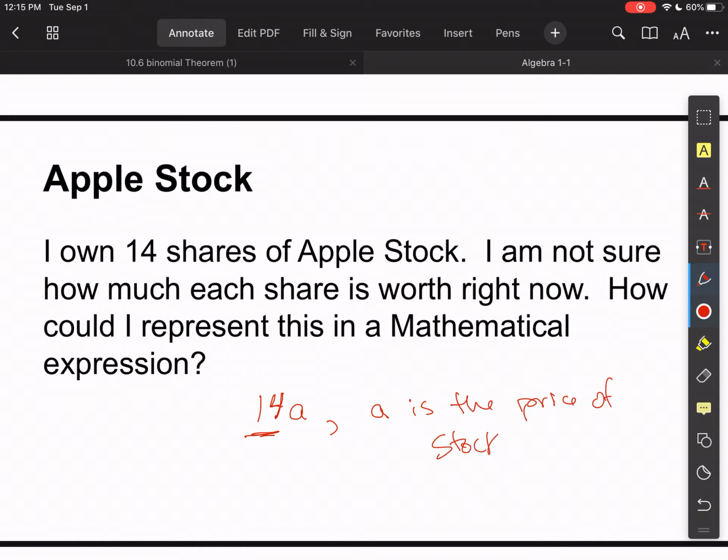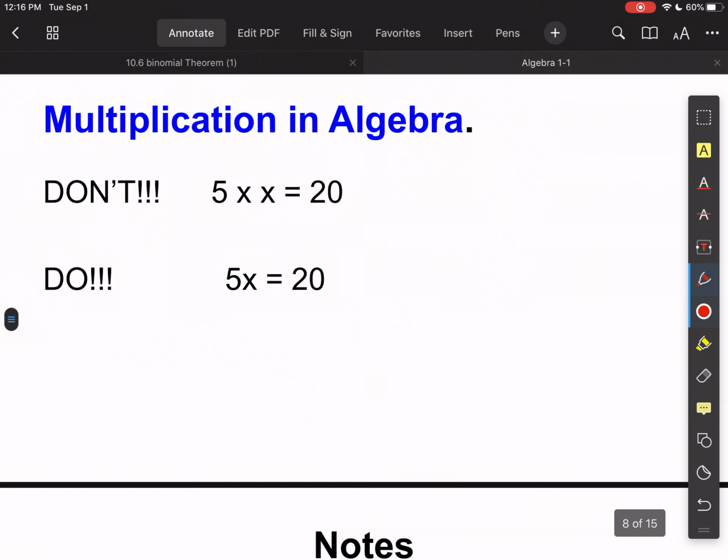If I want to know how much my stock is worth, I would take my 14 shares and multiply it by whatever the price is at the time, represented by a. So if the price is $100, then I have $1,400. Right, 14 times 100 equals $1,400. I'm not sure what the price of Apple is right now, but you could look that up pretty easily.